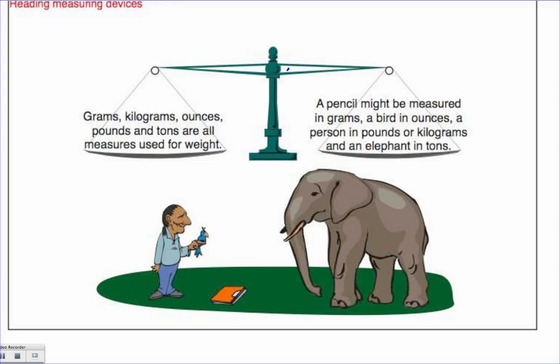So this is talking about weight measurements. Grams, kilograms, ounces, pounds, and tons are all measures of weight. It says a pencil might be measured in grams, a bird in ounces, a person in pounds or kilograms, and an elephant in tons. Let's talk about what each one of these can be compared to. And we do have a Rockin' the Standard song that will help you for a lot of these measurements. It's the measurement song on the math album.